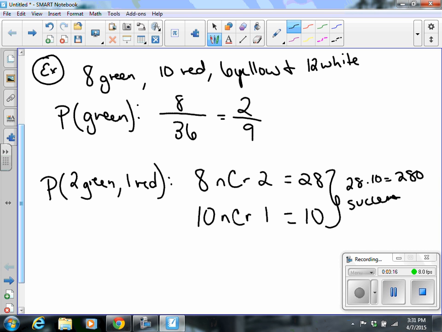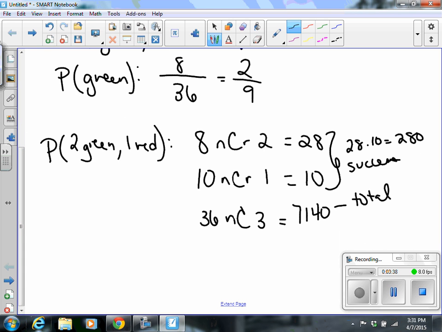The total number of ways is 36 choose 3. I'm choosing 3 jelly beans, which is probably going to be a really large number, not too bad. This right here is my total. Now that I've figured out my combinations, there are 28 different ways to select the 2 green, there are 10 ways to select the red, and there are 7,140 ways to select 3 out of the total bag.